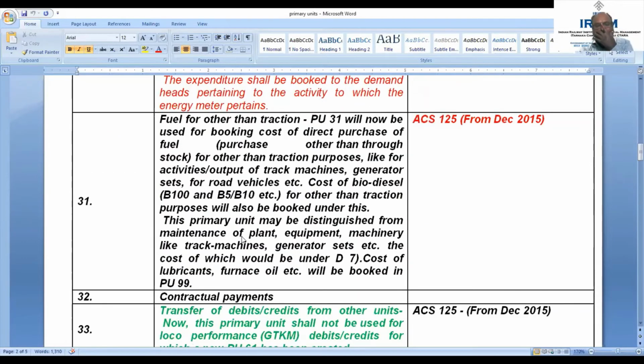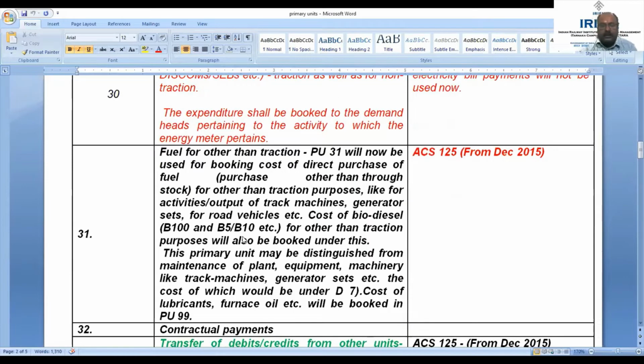And PU 31 is operated for fuel for other than traction. That means track machines, diesel, generator sets, road vehicles, cost of biodiesel, other than traction purpose, not for running the trains.